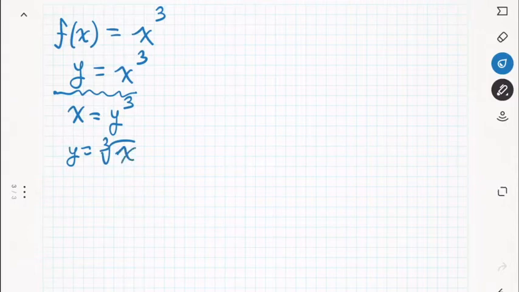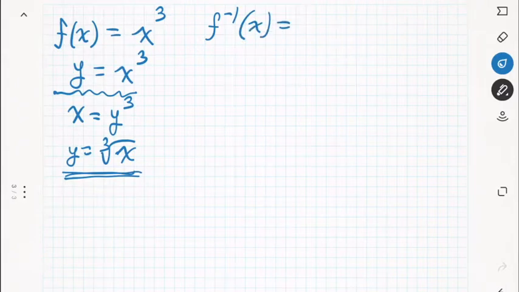Now, cube roots don't need the plus or minus. Otherwise, this would not be a one-to-one. Technically, it wouldn't be a function when you solved it down to this point. But this would be considered its inverse function. So we're going to write it as f inverse of x must be equal to the cube root of x.